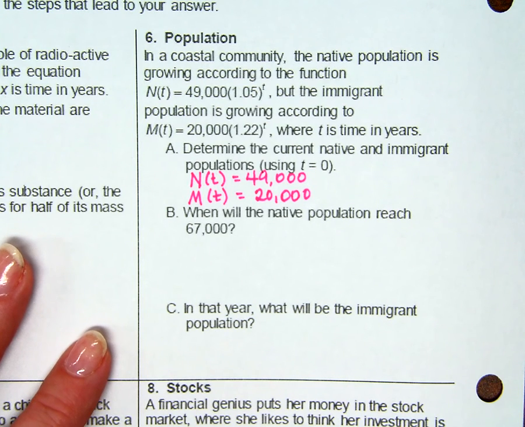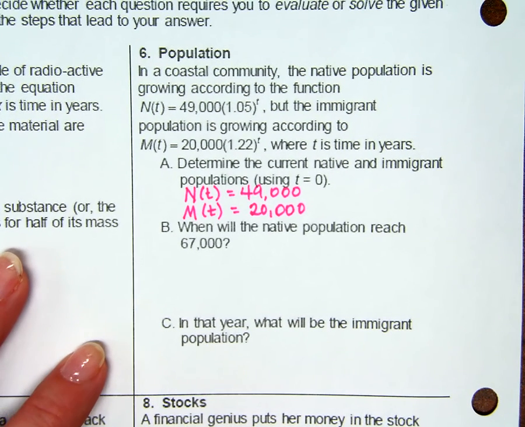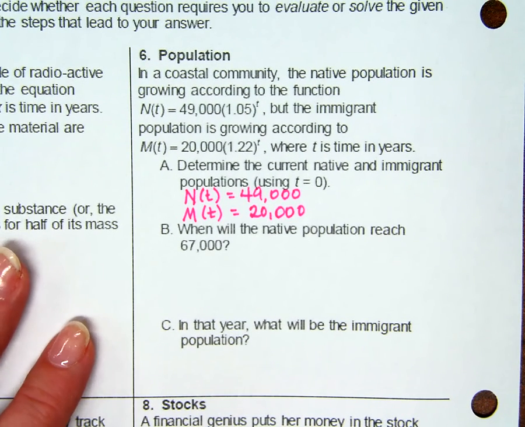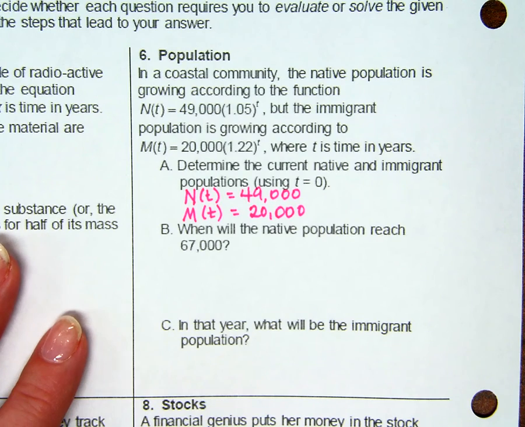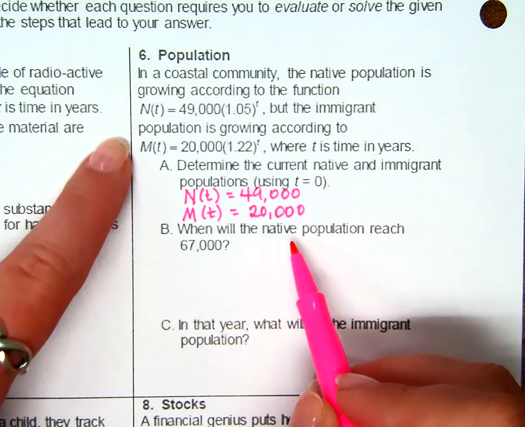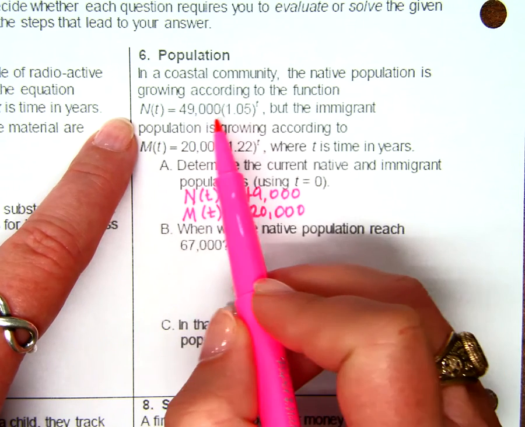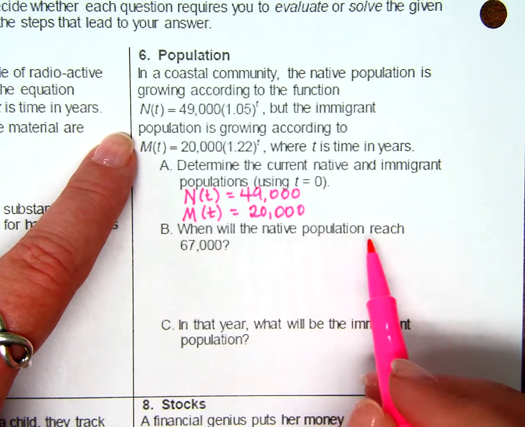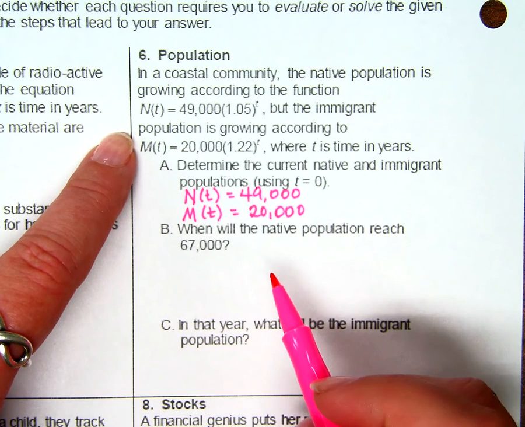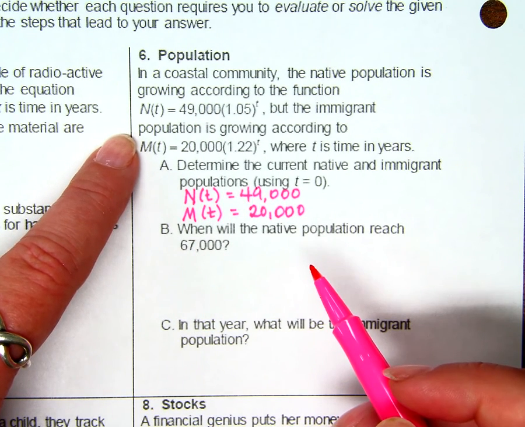When will the native population reach 67,000? We could plug it into a graph, but today's focus is not really on graphs. It's more algebraic. So is it okay if we do algebraic today? Okay. So let's look at the native population. Native population is here, right? This equation. So it says, when will the native population reach 67,000? So what am I going to do with that number?